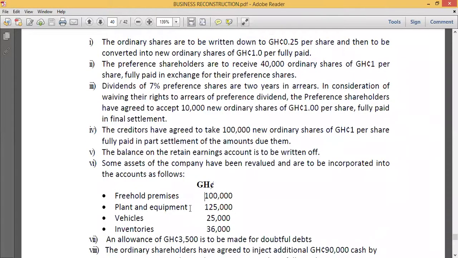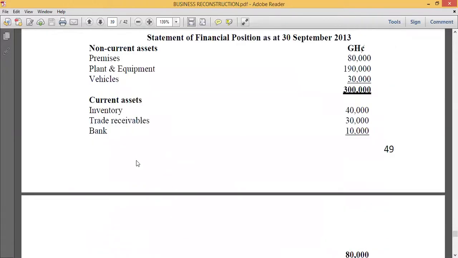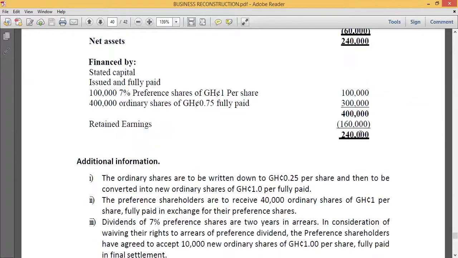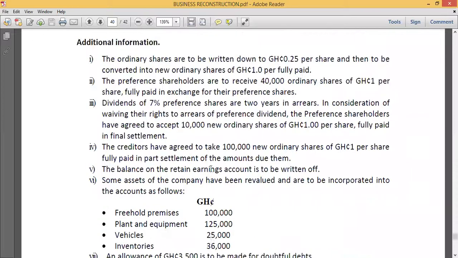Plant and equipment, fair value is 125,000. But the book value or the current amount is 190,000. So are they gaining or losing? 190,000 against 125,000. So they are losing, right? By the difference. Perfect. And you put it at the debit side of the capital reduction. Good. Vehicles, 25,000.